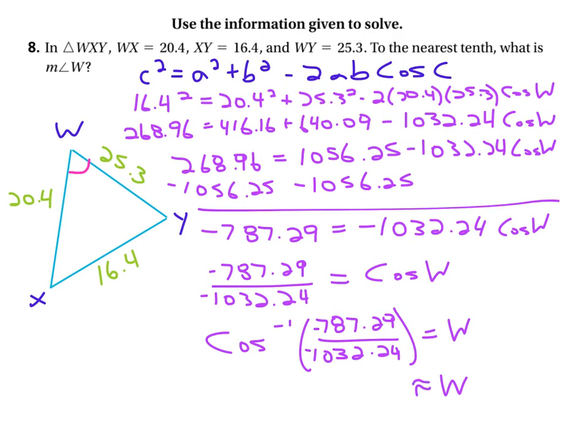Okay, so here's where it becomes an approximation, because what we're going to get is 40.29, and it's saying, look up top, to the nearest tenth. So we're going to round off to the nearest tenth, and we're going to say W is approximately equal to 40.3 is what it is.